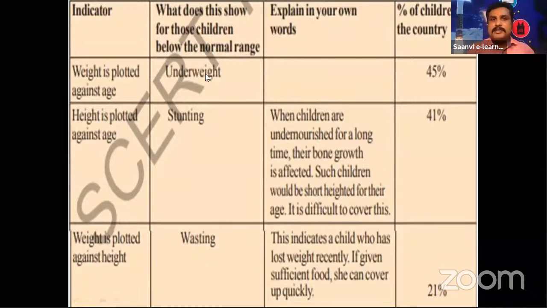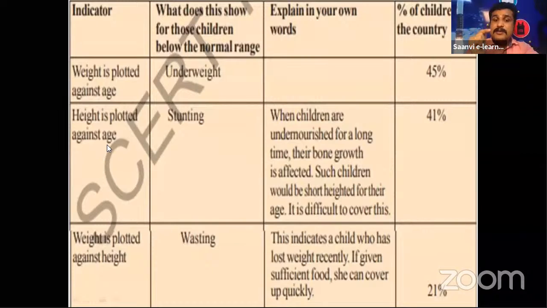Underweight, 45%, already we have discussed. Height is plotted against age. Weight is plotted against age. Underweight, what does it show? Children below the normal weight for their age. And when we see the height, stunting is a term you have. What is the meaning of stunt? A child with low height for their age, that we call stunt.